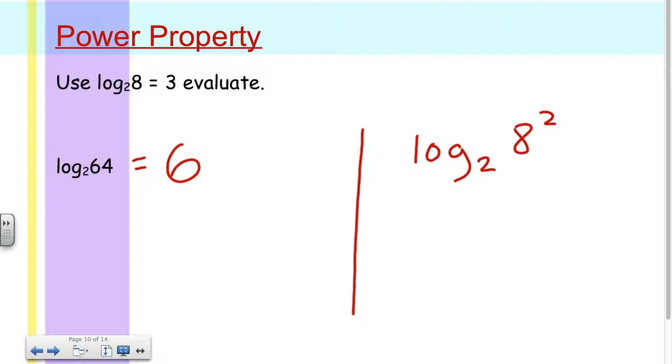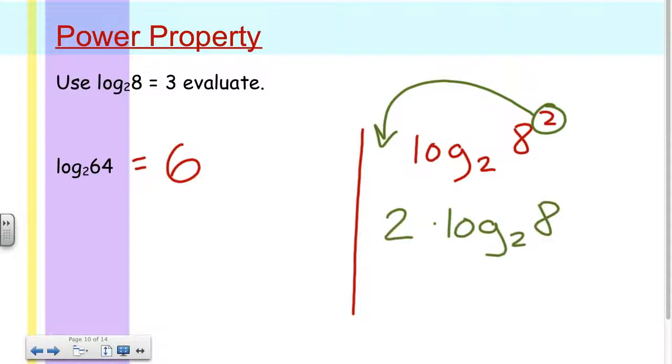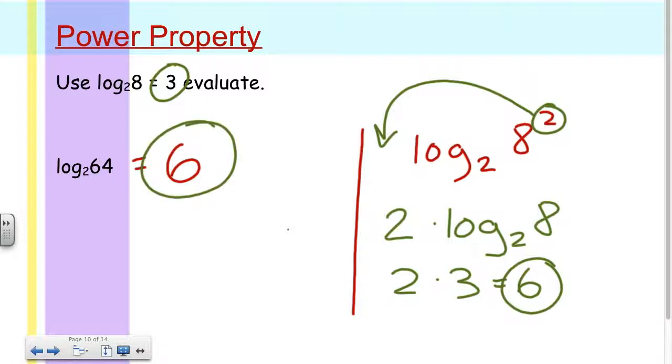What that says is if we have some exponent here, we could really move that to the front and say 2 times log base 2 of 8. We go through log base 2 of 8. We see over here that that is going to be equal to 3. So we can substitute that in. 2 times 3 gives us 6. And we see that the two of these check out. All right, the power property here indeed does work.